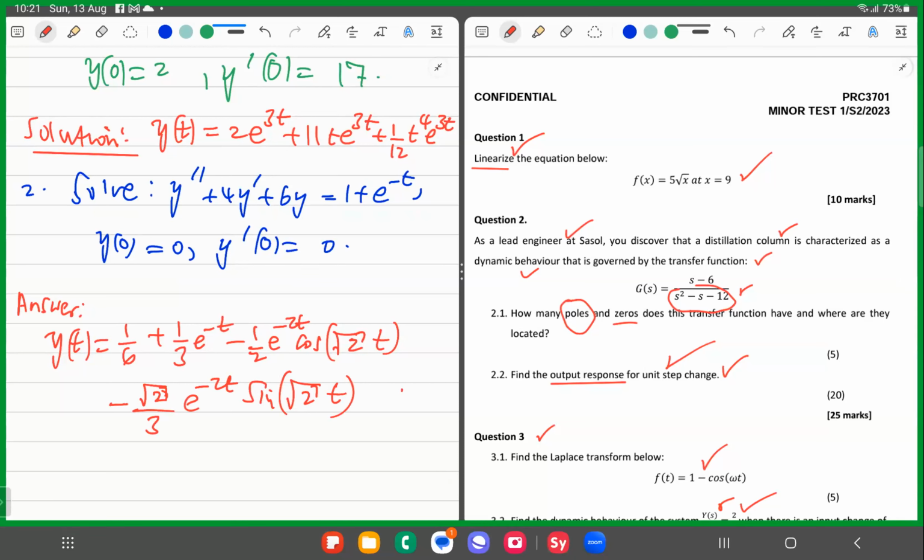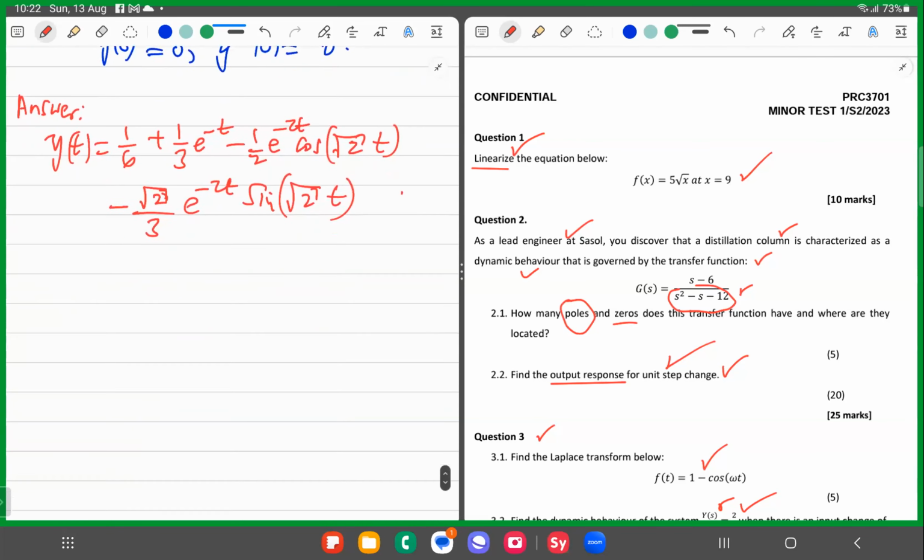Okay, I want to speak about other things like your basics. There are some basics I want us to learn on the Laplace transforms. These Laplace transforms can be learned from the basics. Let me give an example.